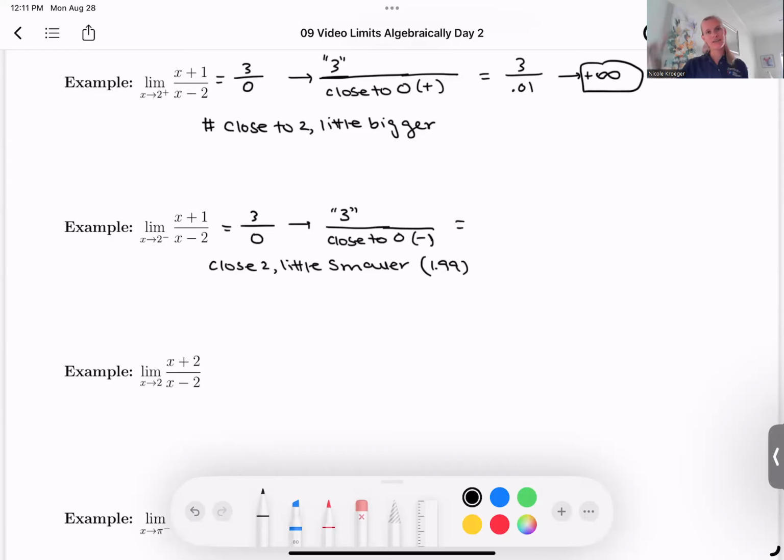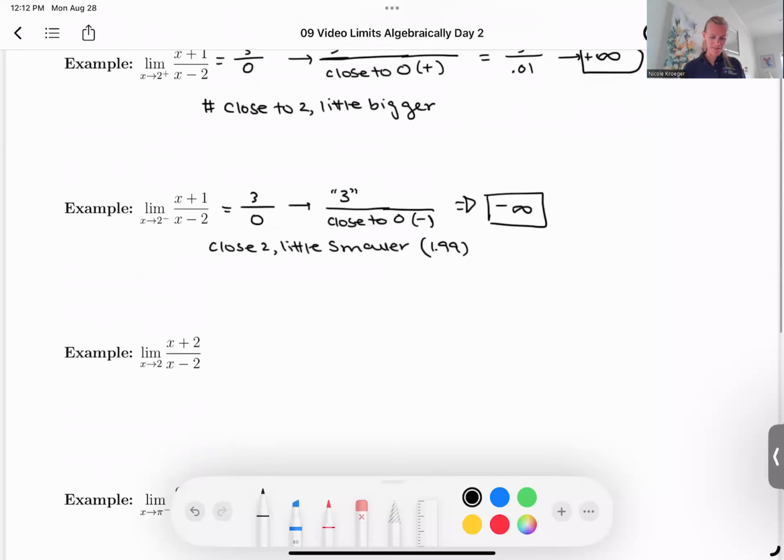So if I do 3 divided by a number really close to 0, this whole thing is going to become a big number, but it's going to be a big negative number this time. So this one is going to approach negative infinity. Okay. This looks like this is telling me that 2 is an asymptote for this function 1 plus x over x minus 2, because we're getting infinities out for these limits.